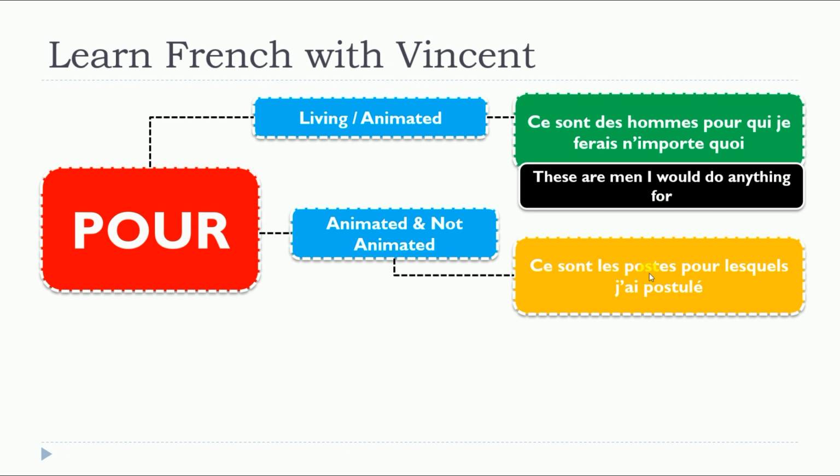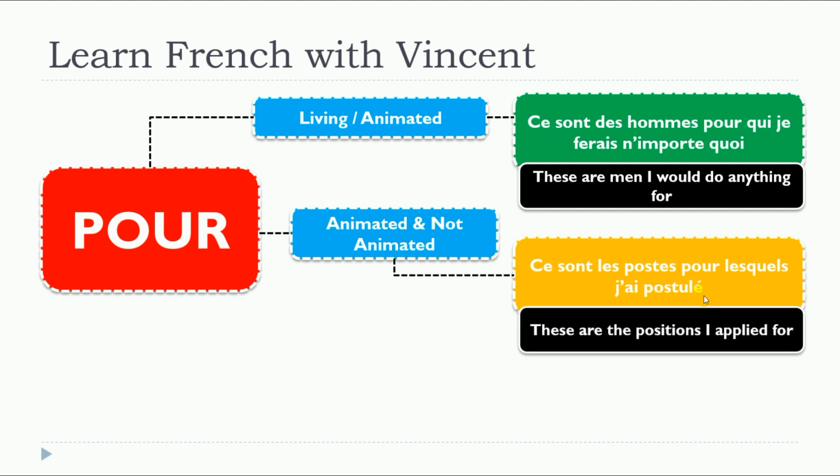Ce sont les postes pour lesquels j'ai postulé. Les postes, it's masculine plural. In that case, you will put once again your preposition pour, and you will use the pronoun that is in the masculine plural form, lesquels. Ce sont les postes pour lesquels j'ai postulé.